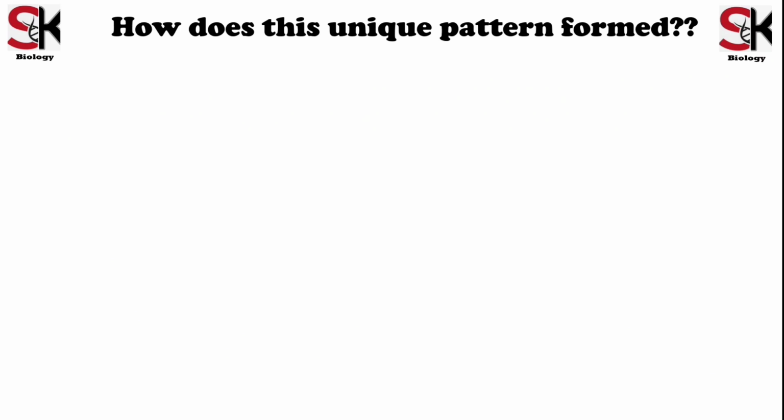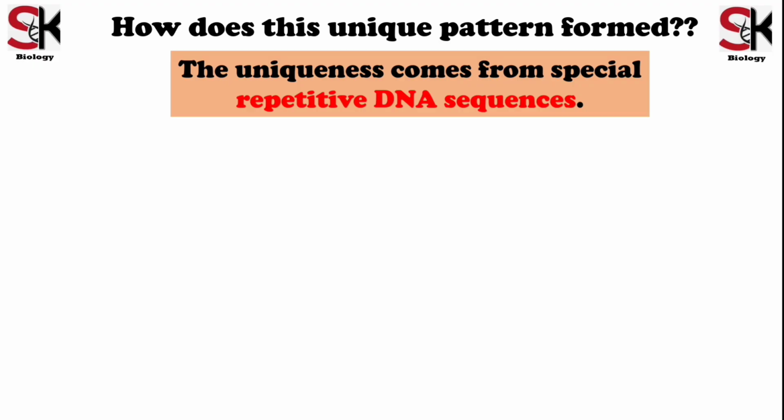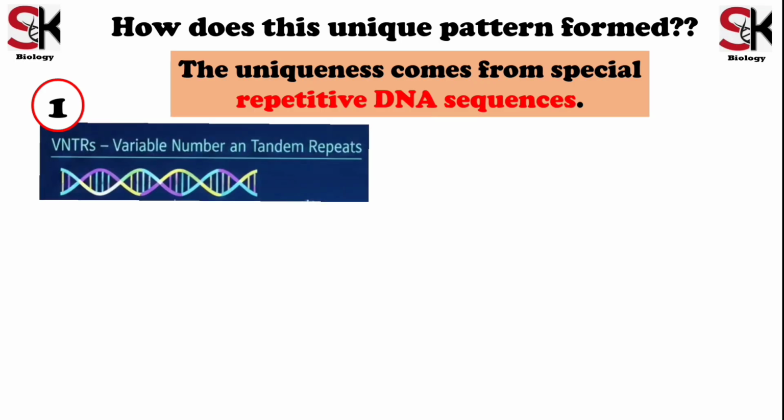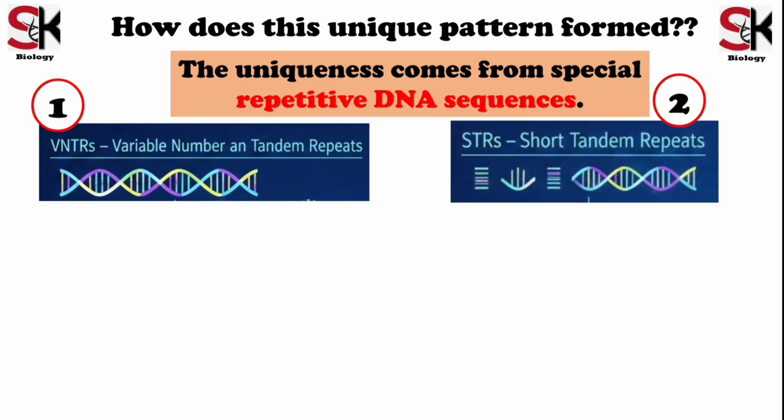Now, the question is, how do these unique patterns form? The answer is, special repetitive DNA sequences present in each person. Mainly, two types of repetitive DNA sequences are responsible for this pattern formation. One is VNTR, which is variable number of tandem repeats, and second is STRs, that is short tandem repeats, which we have studied in the case of satellite DNA also.